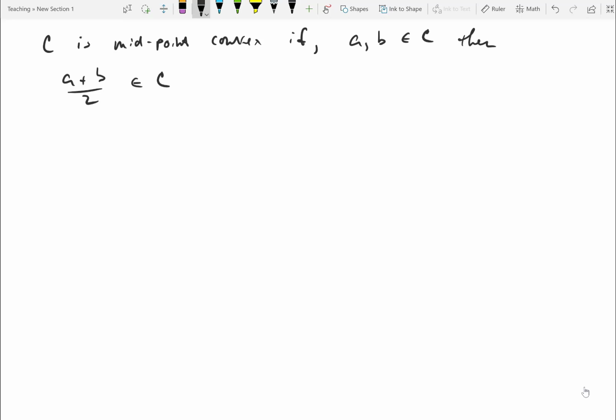And if a set is convex, then it's also midpoint convex. This problem is asking us to show that if a set is midpoint convex and closed, then it's also convex, that is, that it meets the definition of convexity. The approach to solve this problem is a little bit tricky, so I wanted to go over this one with you.